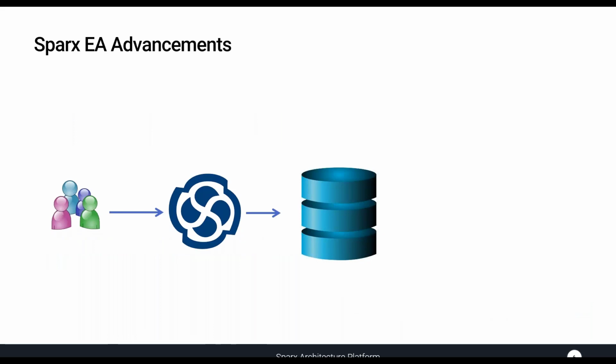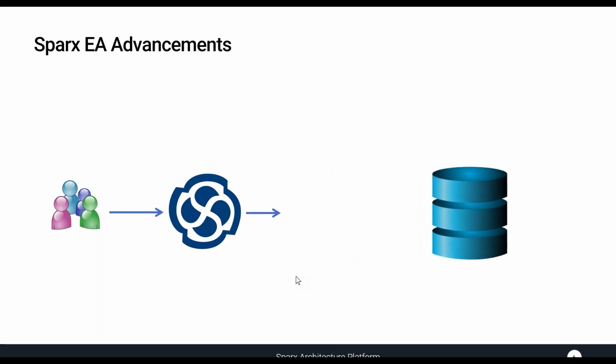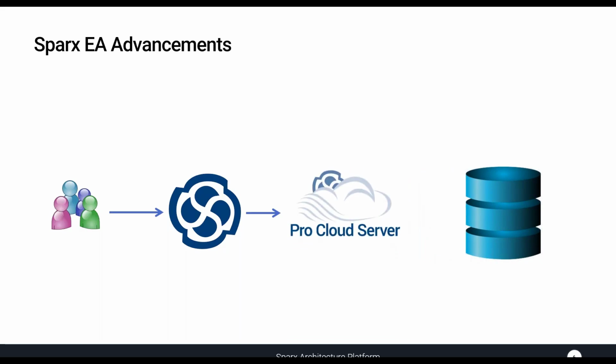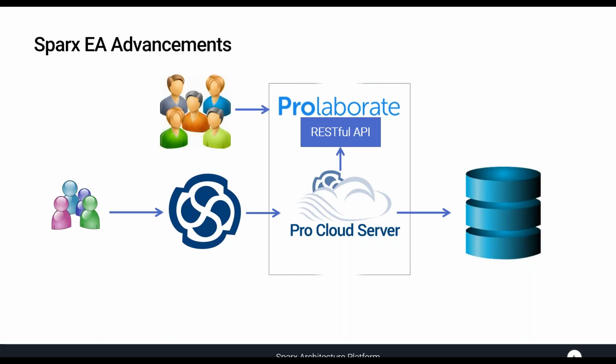And what kind of advancements has been happening in the Sparx front? It used to be users having a thick client to access the EA repository. But with the advent of Pro Cloud Server, which is the API or the web enabler service that Sparx Systems introduced, we're now able to have the whole solution hosted in cloud, and it also has the REST API exposed so that it could integrate with various other tools, including the cloud or the web publishing platform Prolaborate.